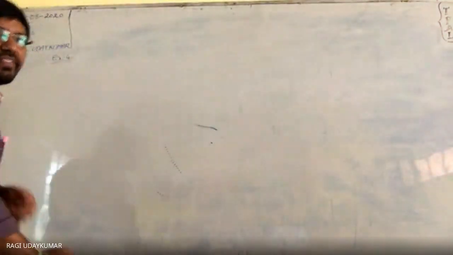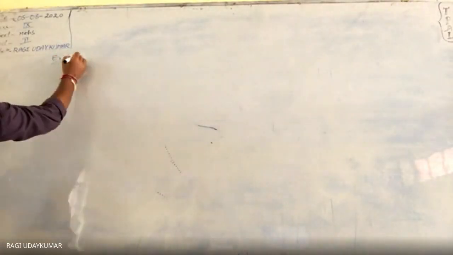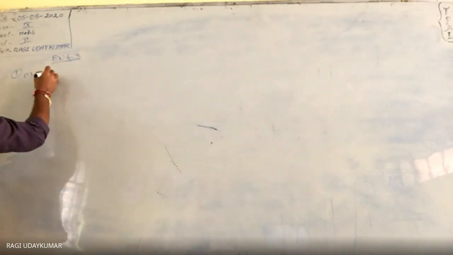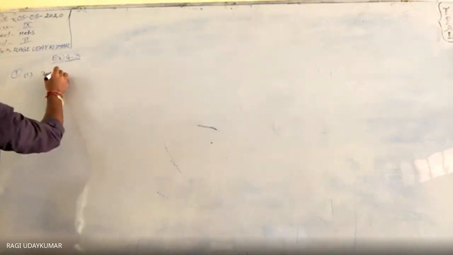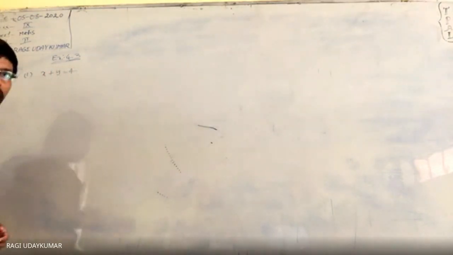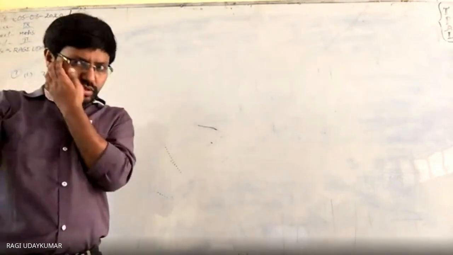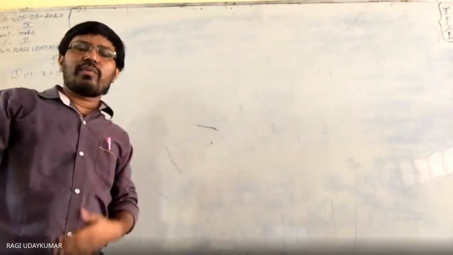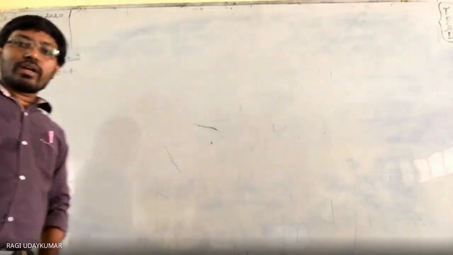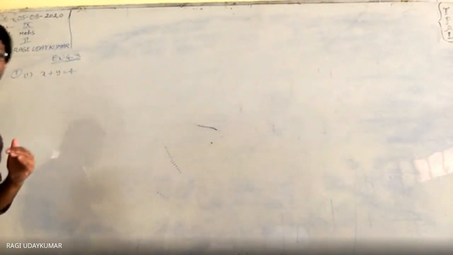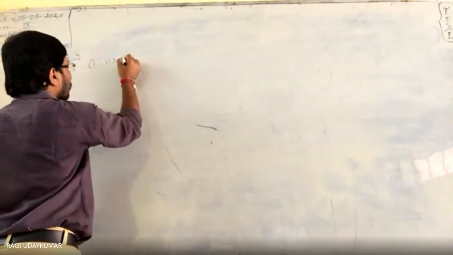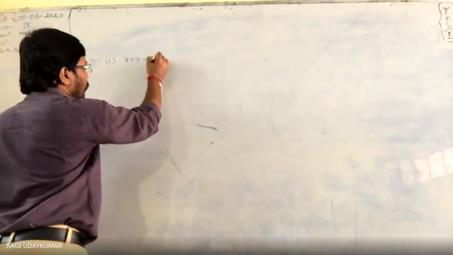So the first equation given to you is x plus y is equal to 4. Here, the first problem and the last problem I will explain to you. So what to do here to draw the graph of this one? Very simple. x plus y is equal to 4.